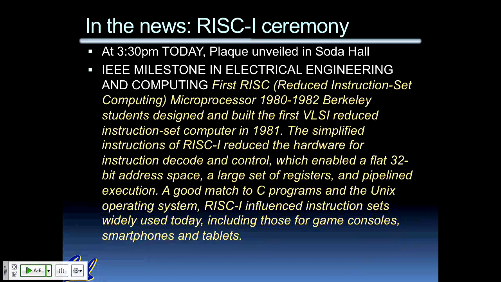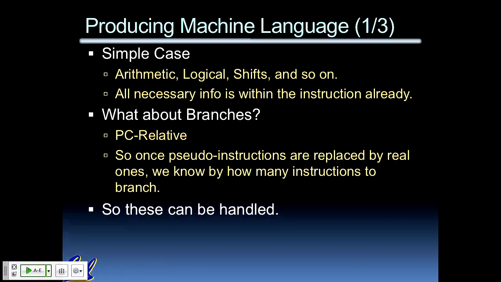Okay, let's get going again. All right, so let's start going through. We went through the whole pass from how you get down to an object file. Let's talk about some of the issues that show up producing machine code. All the simple instructions, like arithmetic operations on registers, are pretty easy. Everything you need to know is within that one instruction. Add 3 to 4 and put it in 5.